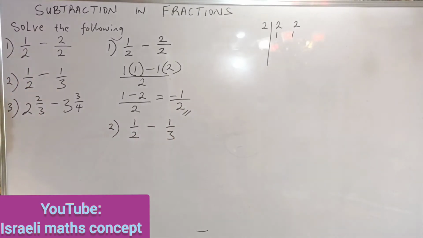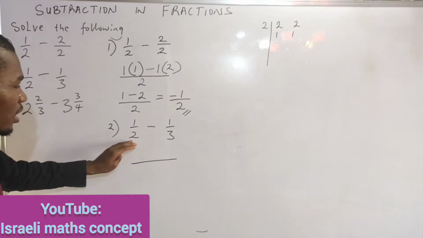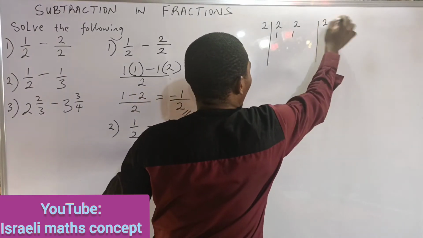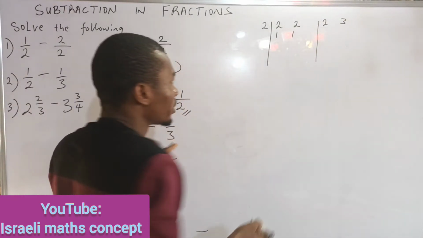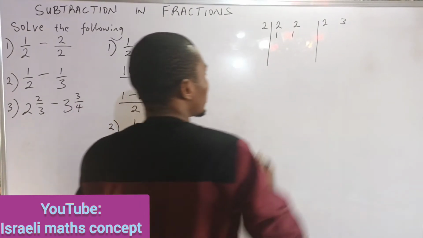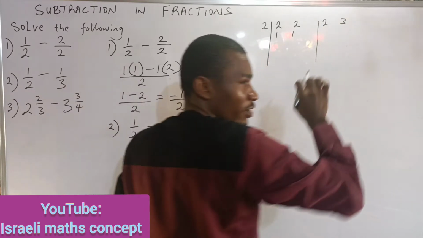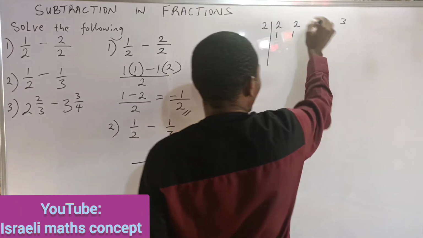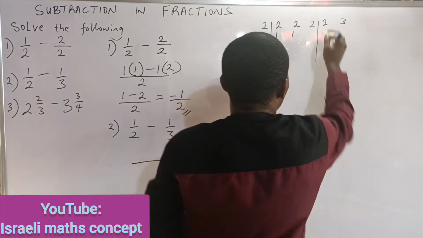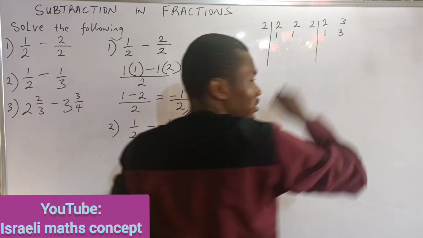Remember, the first thing to do is to draw your division line. Then we look basically for the LCM of 2 and 3. And the LCM of 2 and 3 is very simple, which is 6. But I want to solve it so that you understand how we get it. The smallest factor that can divide 2 or 3 without remainder is 2. 2 can divide 2, and when 2 divides 2, we have 1. But 2 cannot divide 3, so we bring down 3.